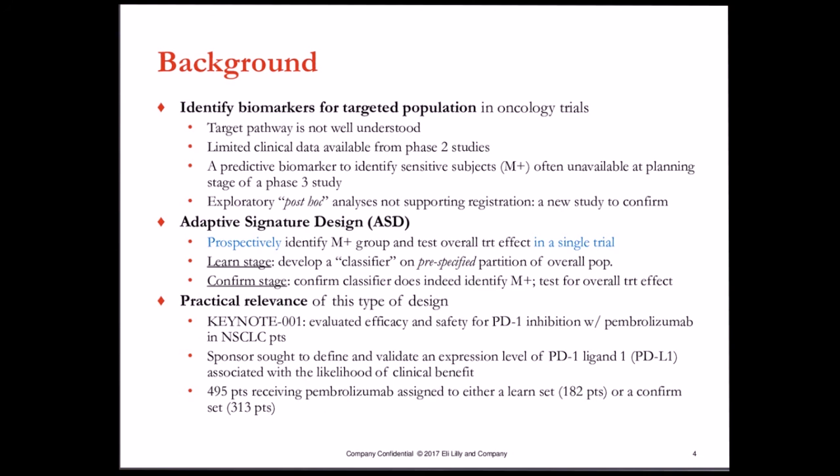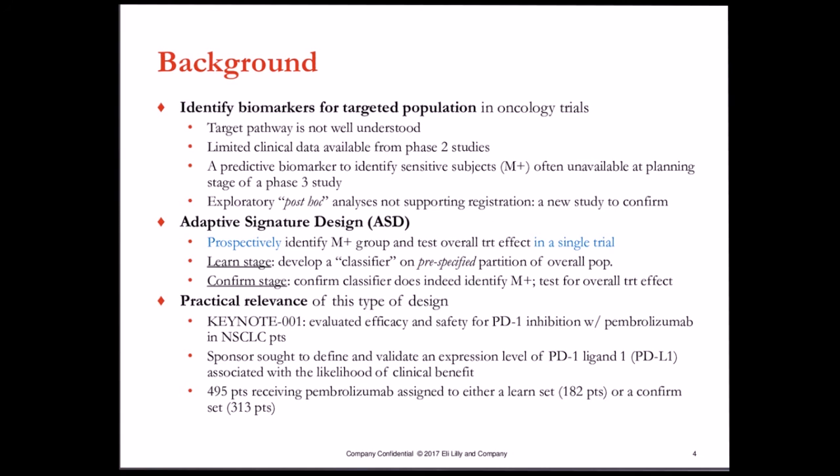So the question is, is there a type of design where, within a single pivotal trial, both the overall and subgroup treatment effects can be tested, while the overall type 1 error is still maintained and we have potential power gain? The answer is yes. The adaptive signature design proposed by Freidlin and Simon in 2005 is one such design.